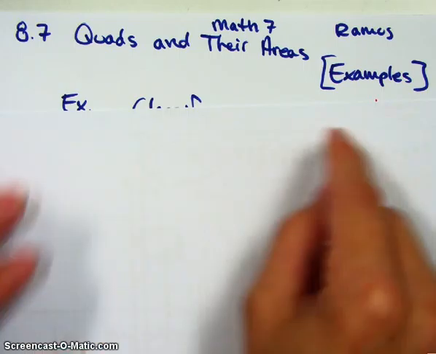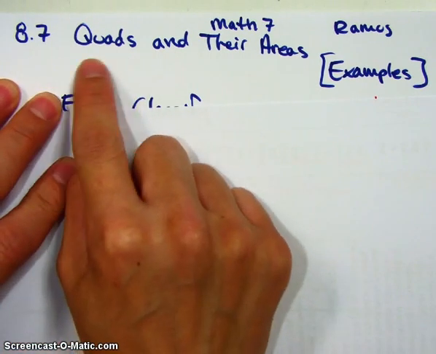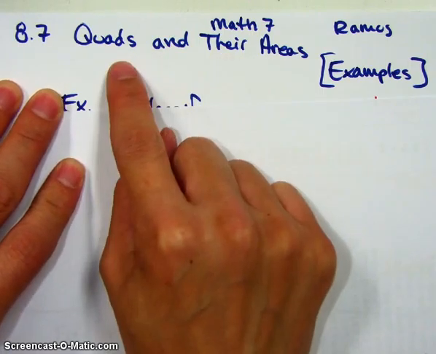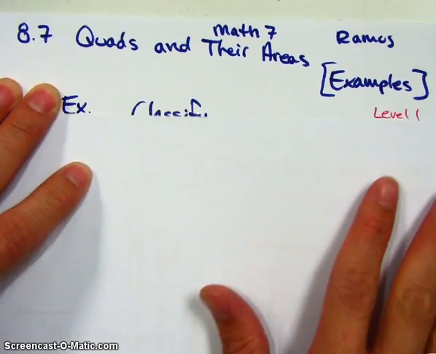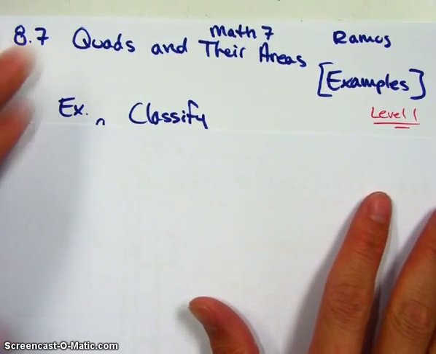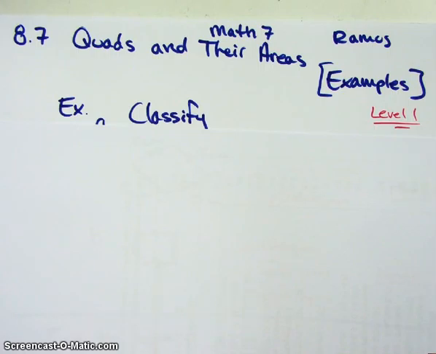Alright, so here we go. 8.7, quads and their areas, quadrilaterals and their areas. Here are some examples, Level 1 type of examples. So let's go ahead and try this one out.